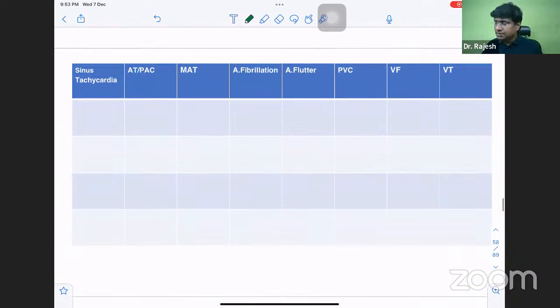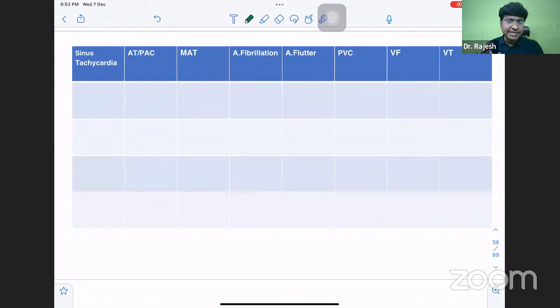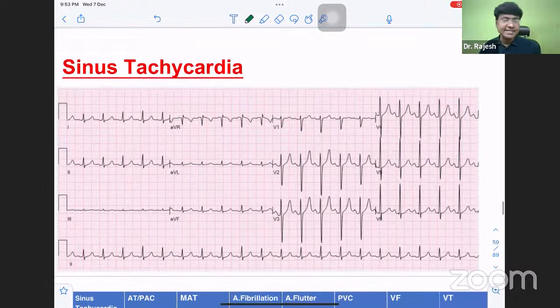Now, coming to the arrhythmias. What all arrhythmias are there which can present with palpitations? First and foremost, it is your sinus tachycardia. How will you identify sinus tachycardia? Mainly by your ECG. And what will be the ECG changes? In sinus tachycardia, please remember, you will have a normal sinus P wave, normal QRS complex, and normal T wave. Only the heart rate will be increased, more than 100.